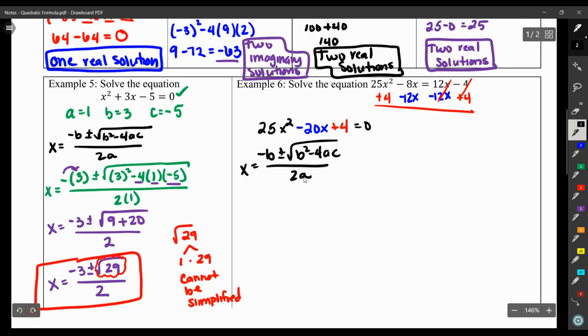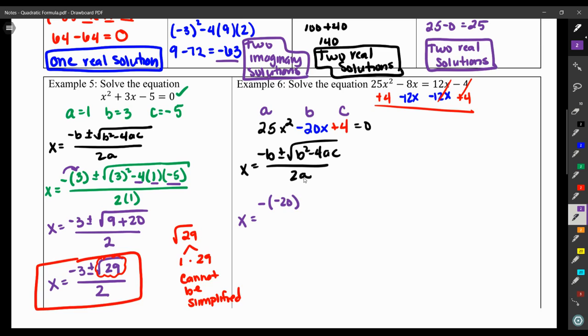Now we have the formula, so now we're going to substitute. So the a value is 25, b is negative 20, and c is a 4. So x equals negative of negative 20. We're going to have to condense this double negative at the end. So plus or minus square root of the b value, negative 20 squared, minus 4 times a times c, which is a 4, all over 2a.